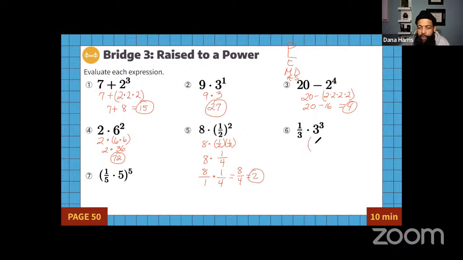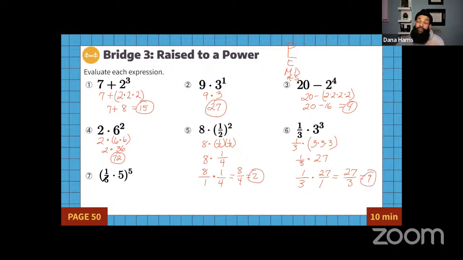Over here, I need to do exponents first. 3 to the third power is 3 times 3 times 3, and I have 1/3 times that. 3 times 3 times 3 is 27. 1/3 times that. Once again, if you need to stretch it out, just go 1/3 times 27 over 1. 1 times 27 is 27, and 3 times 1 is 3, which 27 divided by 3 is 9.